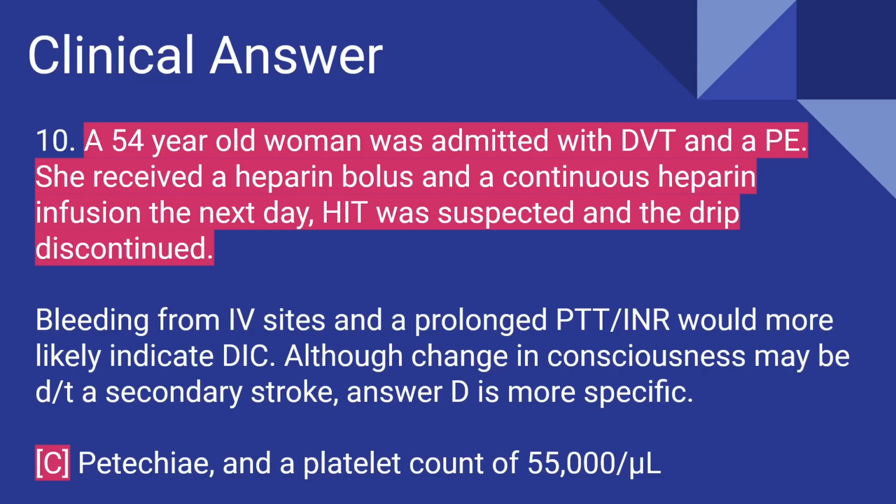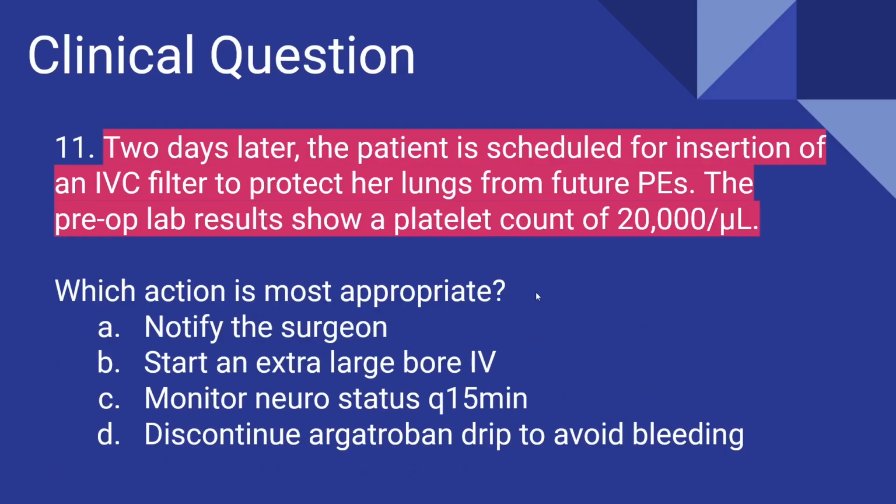And any kind of change in level of consciousness may be more secondary to a stroke. So if we expected her to come in with a CVA instead, that had then gone from an ischemic stroke to a hemorrhagic stroke, that would be a reason why we would pick that last answer. So petechiae and a low platelet count would really encourage you to pick HIT over anything else.